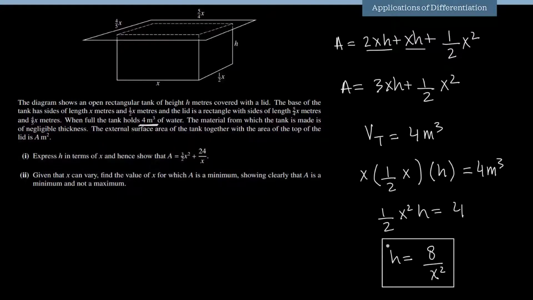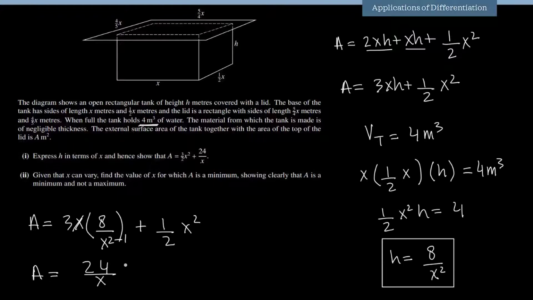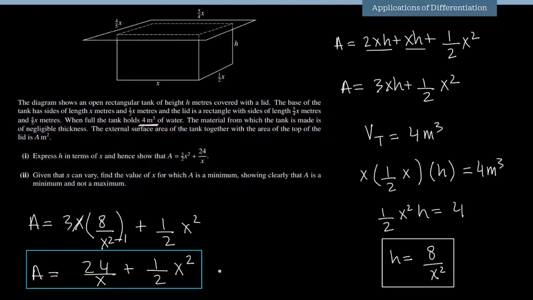Now I'm going to substitute this equation in this equation, and that would give me the area is equal to 3x times 8 upon x squared plus half x squared. X divided by x squared is 1 upon x. So the area is equal to 3 times 8, which is 24 upon x, plus half x squared. This was the equation that I needed to show. So this is the answer to the first part of the question. This equation is shown.